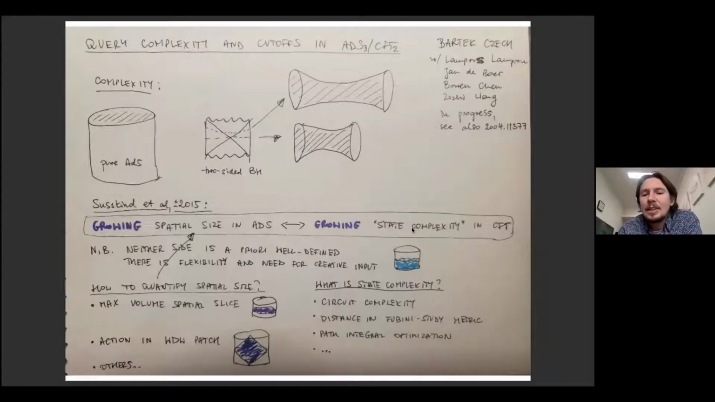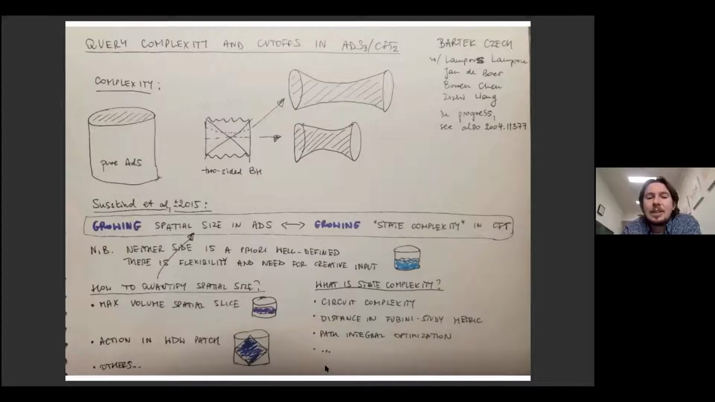And on the state complexity side, things are, I would say, even worse. We really don't have a good notion of what it means to quantify state complexity. There are obviously some proposals out there like circuit complexity or distance in the Fubini-Study metric. There are also proposals based on path integral optimization. And at some point I wrote one paper in that direction, but it's mostly due to Tadashi Takayanagi. There are also other proposals out there that I am not listing.